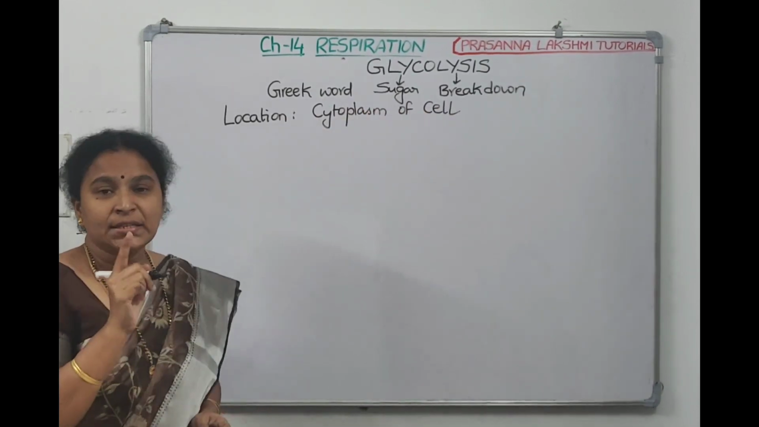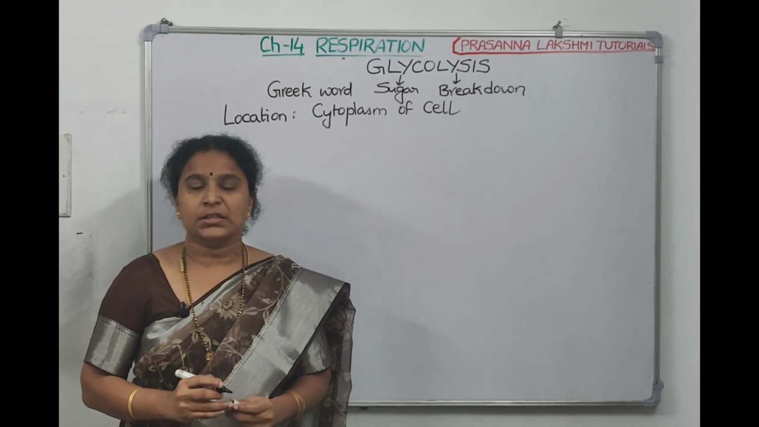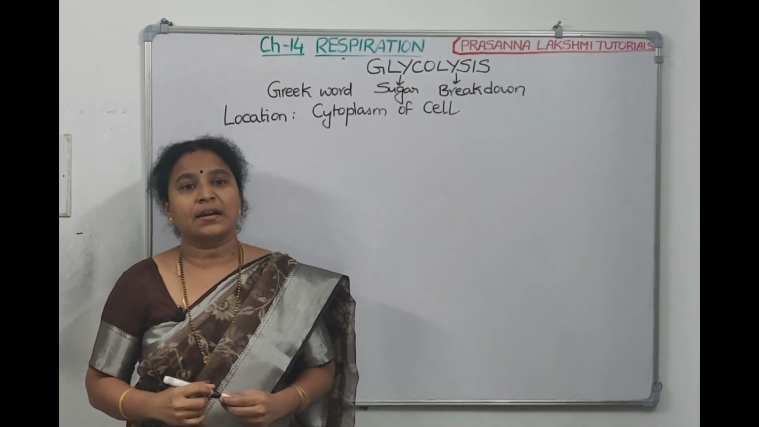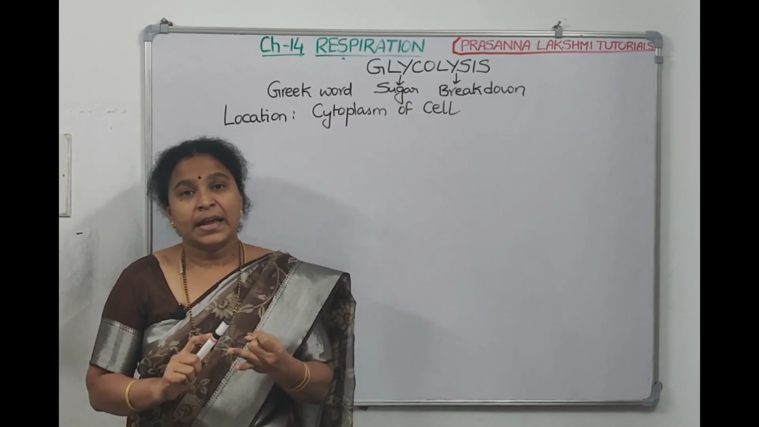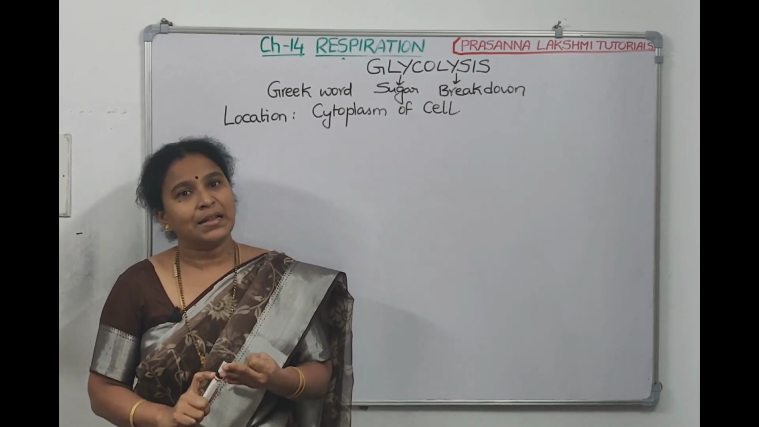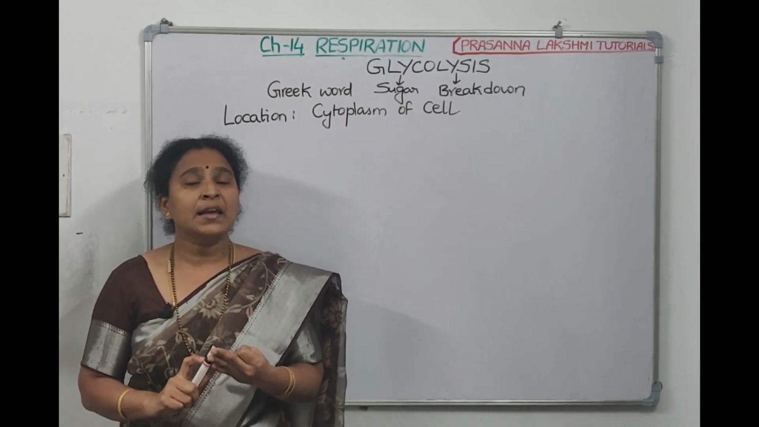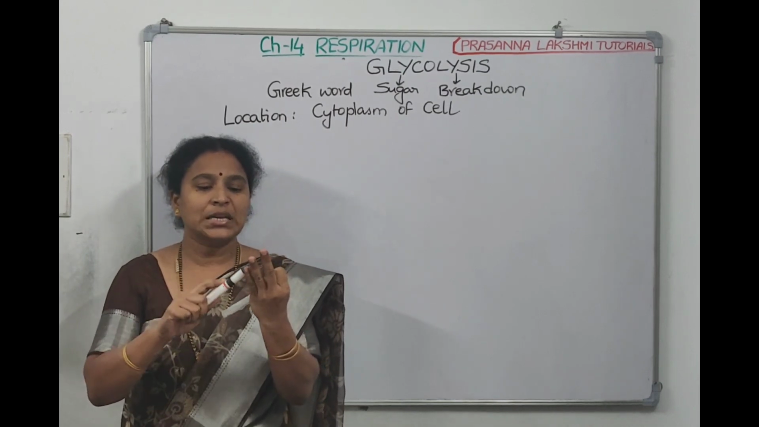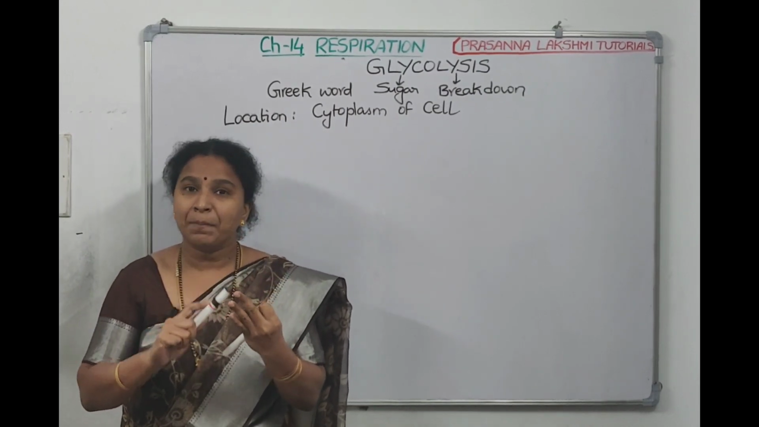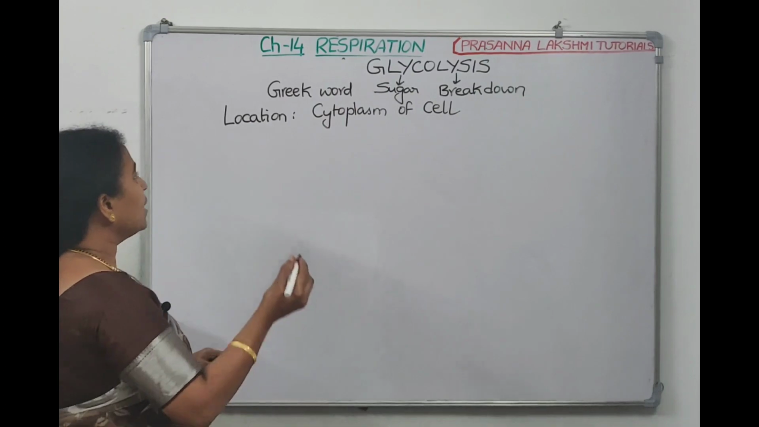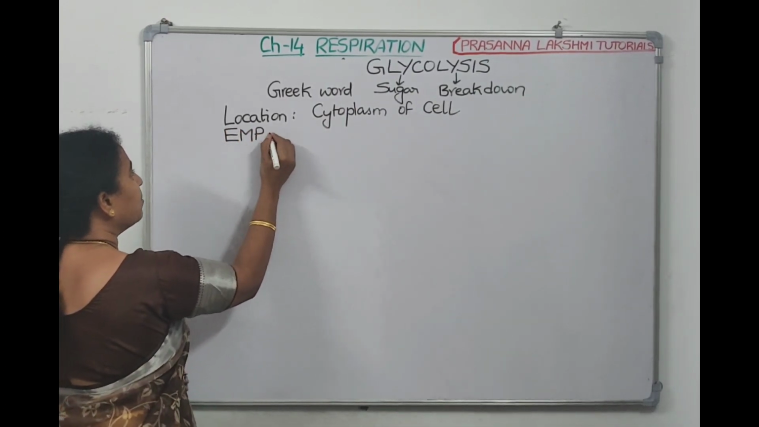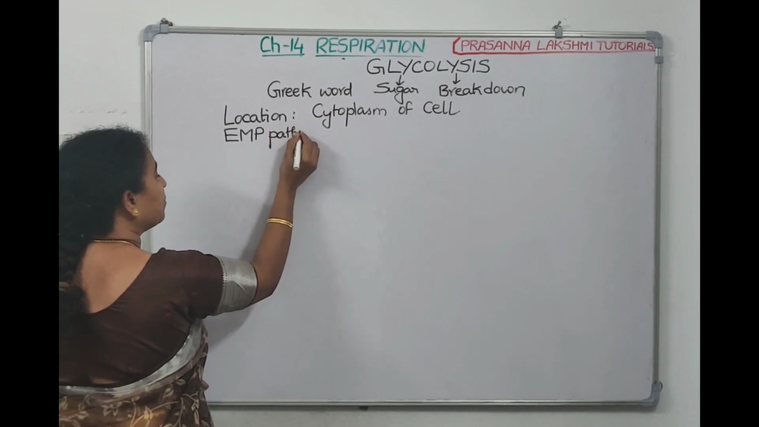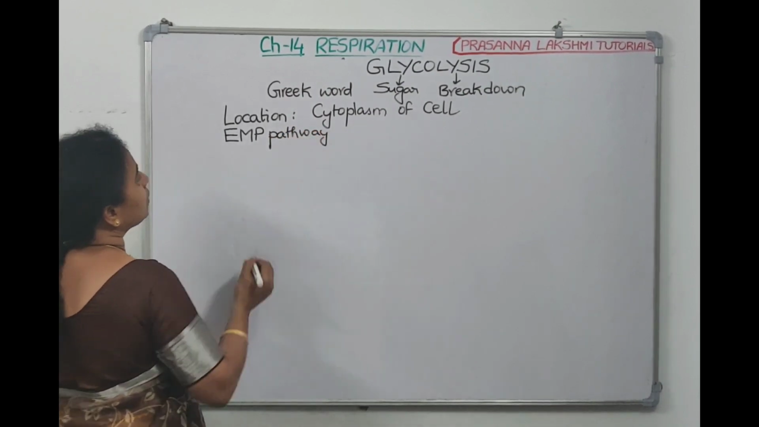And who elucidated the pathway of glycolysis? 3 scientists. Their names are, one is Embden, second one is Meyerhof, and third one is Parnas. They elucidated the pathway. So that is why after their names it is called as EMP pathway. So why glycolysis is also called EMP pathway? After the names of the scientists.